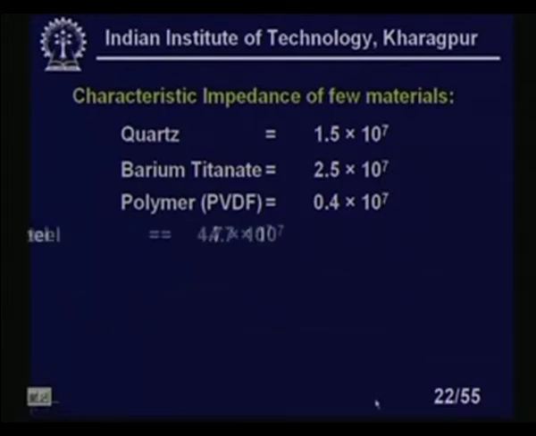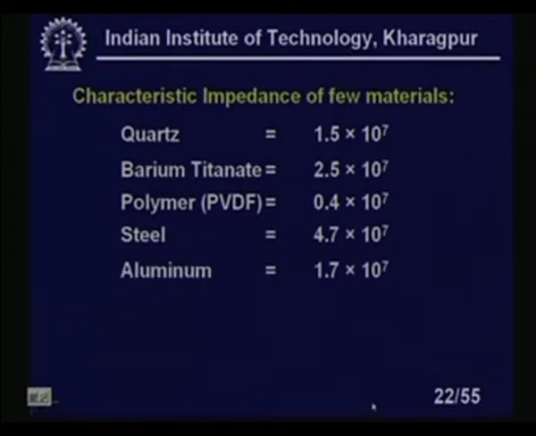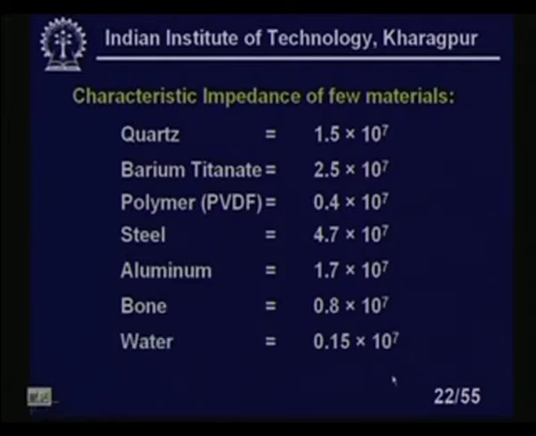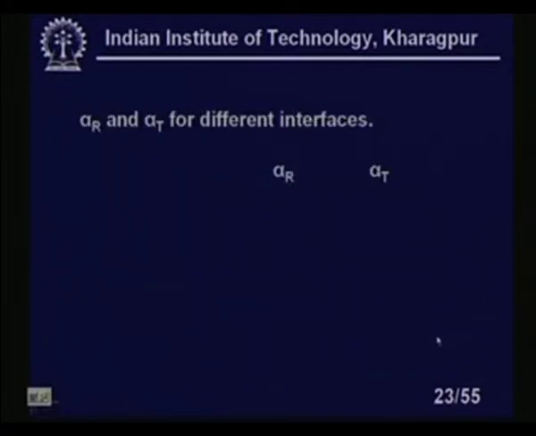0.4 into 10 to the power 7, steel 4.7 into 10 to the power 7, aluminum 1.7 into 10 to the power 7, bone 0.8 into 10 to the power 7, water 0.5 into 10 to the power 7, air 430 only, right. So, this property of air will be utilized to make good level measurement of any liquid. Most liquids are good, but in most cases air offers a very poor characteristic impedance.